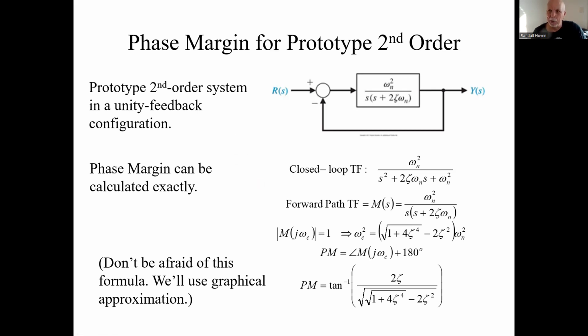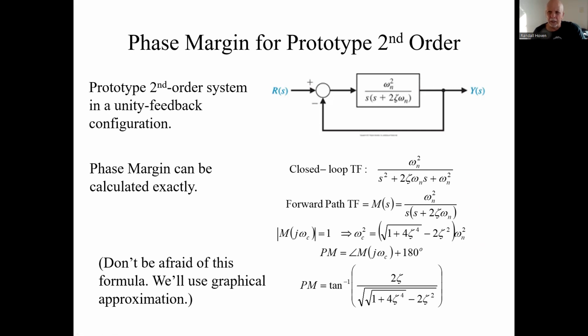If we use the dominant pole concept and think about the prototype second order system. Remember, for one thing, the Bode plot we have is of the forward path transfer function in a unity feedback configuration. If your closed loop system is a prototype second order system, then this forward path transfer function could be as given here. And we can calculate or have a translation between phase margin and the parameters of the second order system.